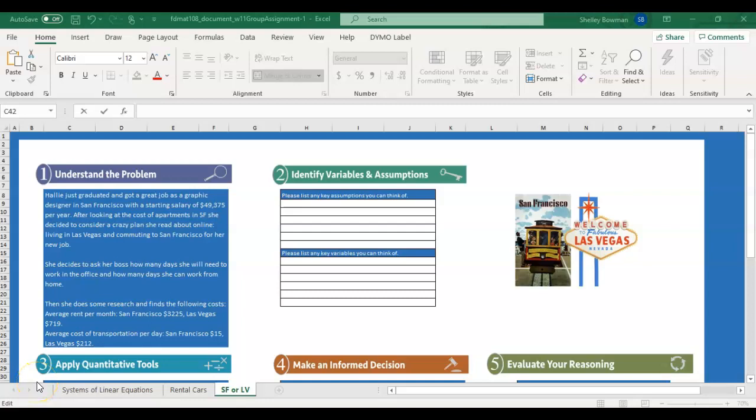This tutorial is for week 11 group problem solving, solving equations, tab number 3. Number 1, understand the problem.